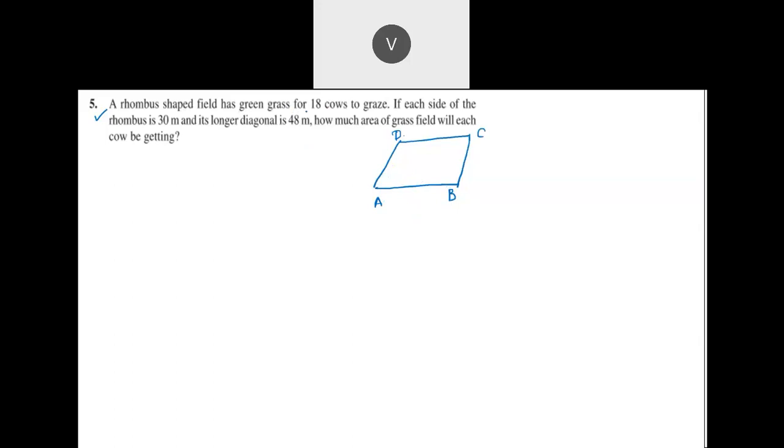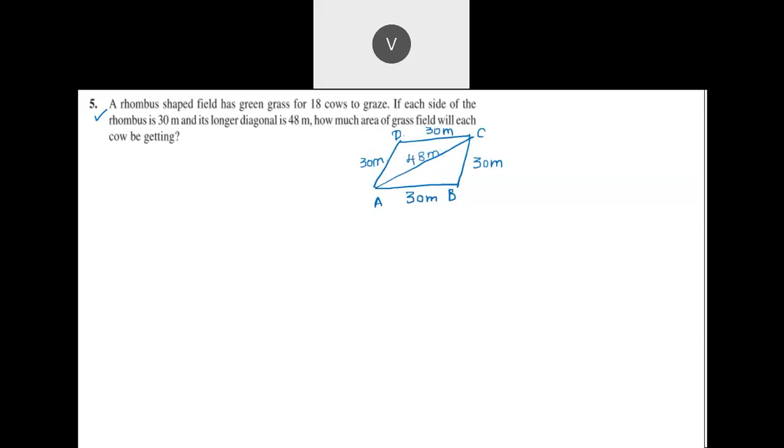A rhombus-shaped field has green grass for 18 cows to graze. If each side of the rhombus is 30 meter, we know in a rhombus all the sides will be equal. AB is 30 meter, BC is also 30 meter, DC is also 30 meter, even AD is also 30 meter. And its longer diagonal is 48 meter. Join AC, either join AC or BD. So AC length is 48 meter.